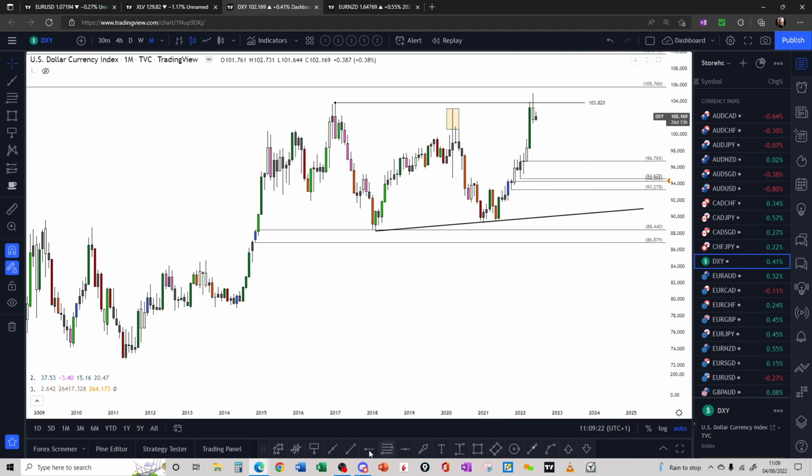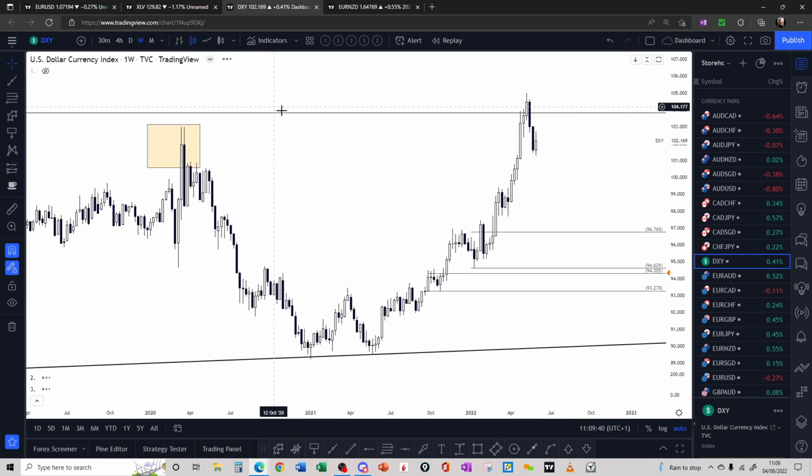Okay, it might be that we end up basing around here a little bit and then going again. It might be that is what will happen. We'll have to wait and see. Of course, this is a monthly chart. It will take time to play out. So let's look at the weekly.